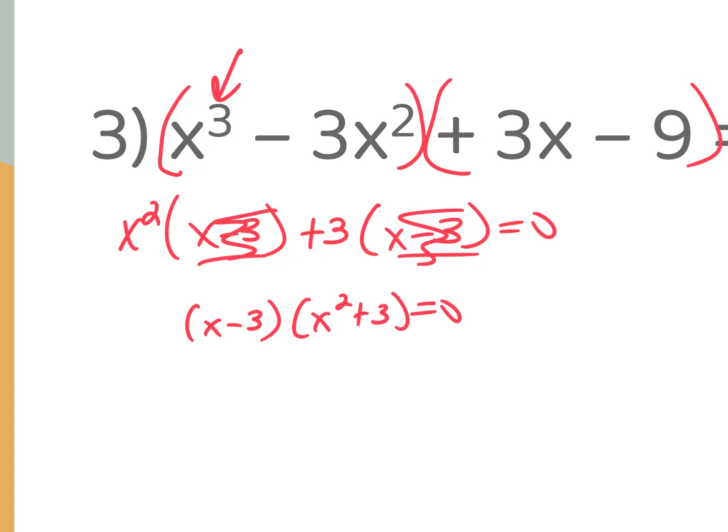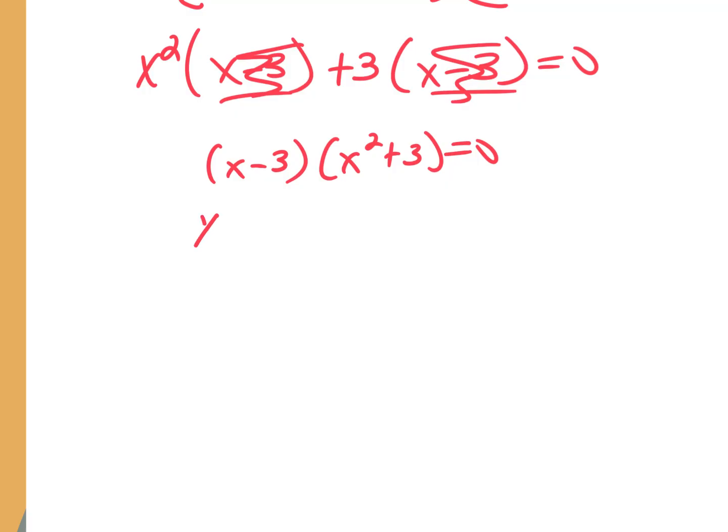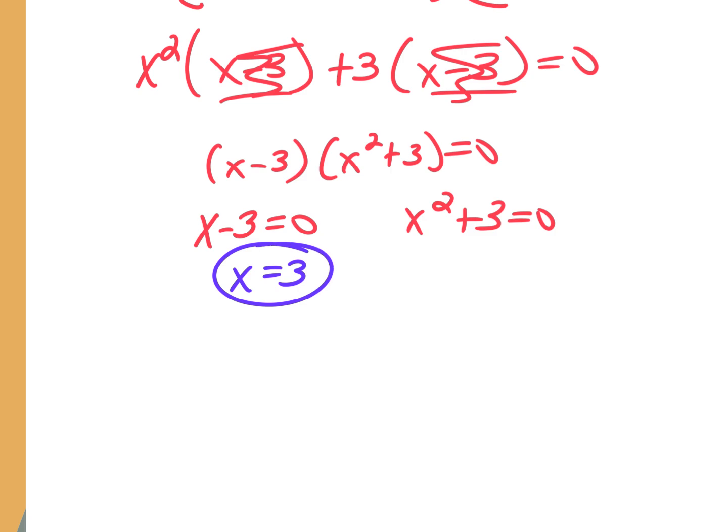Can I factor x squared plus 3 anymore? Nope. So we're just going to set it equal to 0. So here I have x minus 3 equals 0, and x squared plus 3 equals 0. So on my left-hand side, x equals what? X equals 3. Great. Then on my right-hand side, how do I solve this? Subtract 3. So I get x squared equals negative 3. And then what? We're going to take the square root.